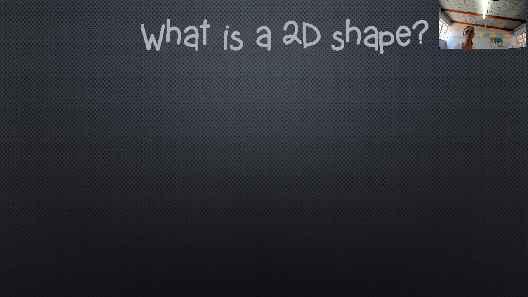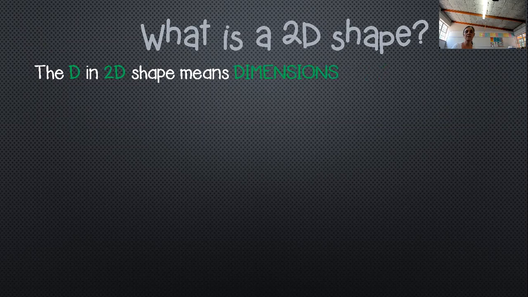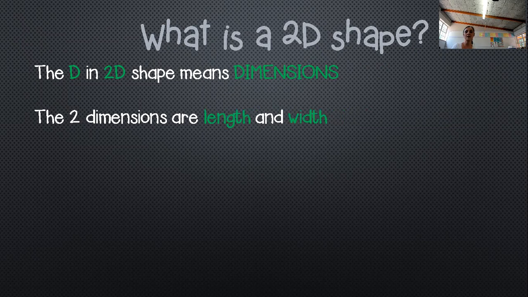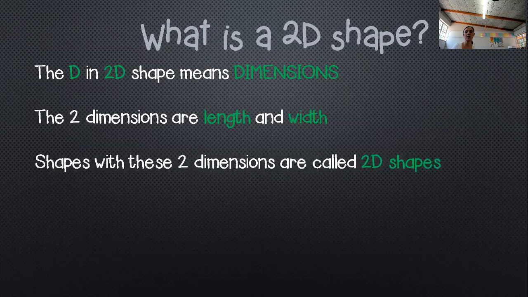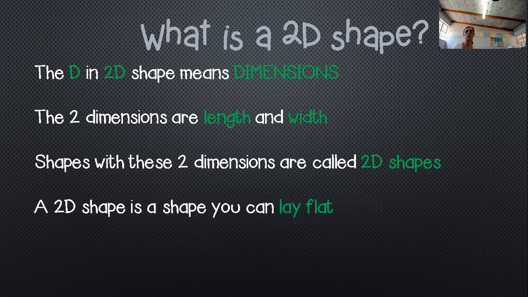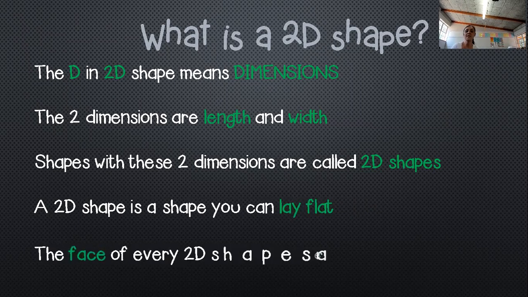Firstly, what is a 2D shape? Now, the D in the 2D shape basically means dimensions. And a dimension is the length or the height of the shape and the width. So how tall the shape is and how wide the shape is. Shapes with these two dimensions are called 2D shapes. A 2D shape is a shape that you can lay flat, and the face of every 2D shape is flat as well.